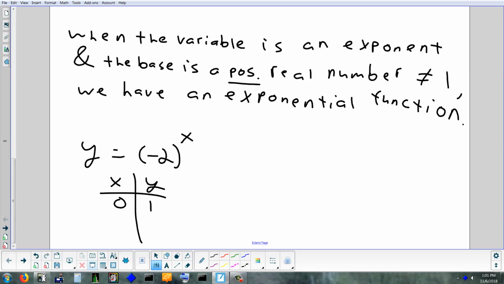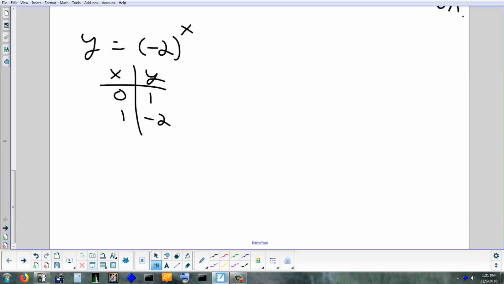So that's a point on the graph. How about negative 2 to the first power? Negative 2. Now let's do negative 2 to the second power. Yeah, 4. So when you take a negative number to an even power, it becomes positive. A negative number to an odd power is negative. Think about how you would graph that. It's bouncing back and forth between positives and negatives, and it's doubling each time. So 3 would be negative 8, 4 would be positive 16. It's just bouncing back and forth.